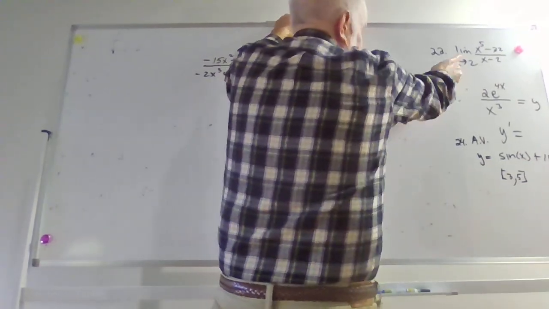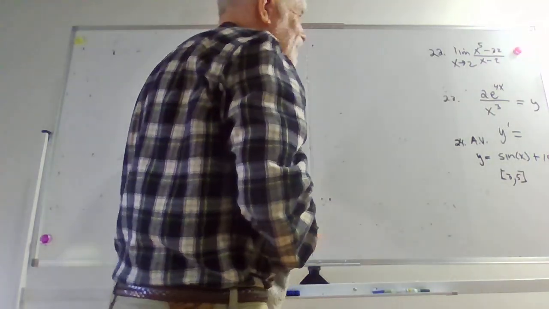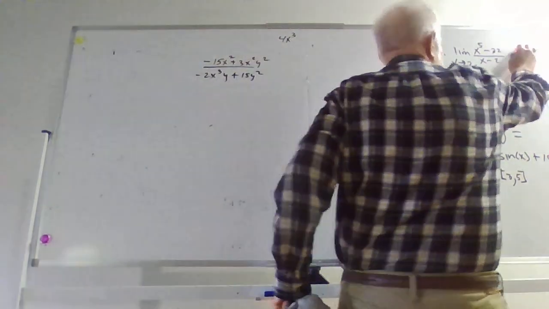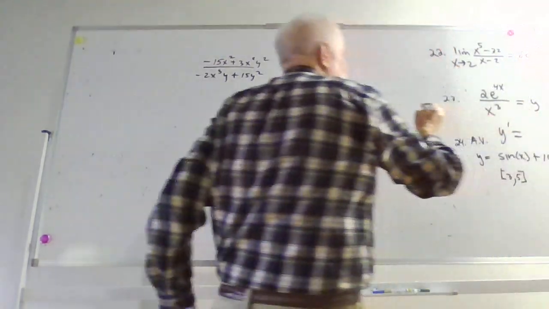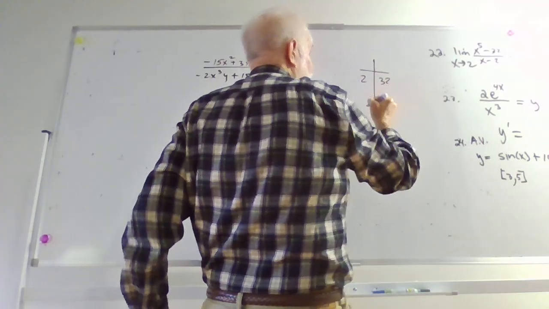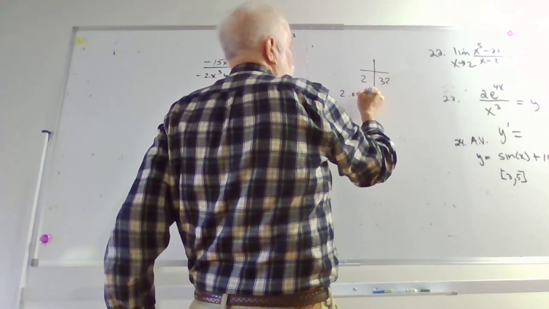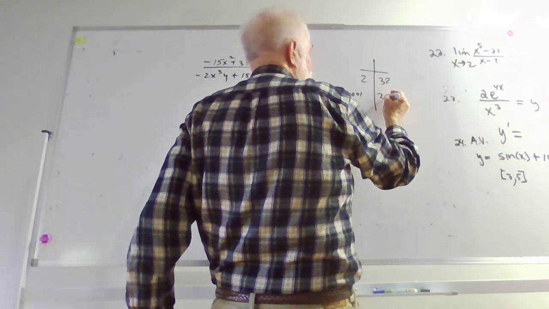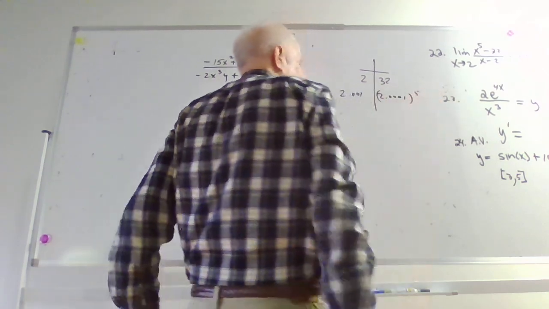All right. Do you recognize it? Oh, do you recognize it? I hope so. I hope you say that this is 80. I hope you see that I'm looking at 2 getting me 32. And 2.01 getting me 2.01 to the 5th. And I don't know what that is.